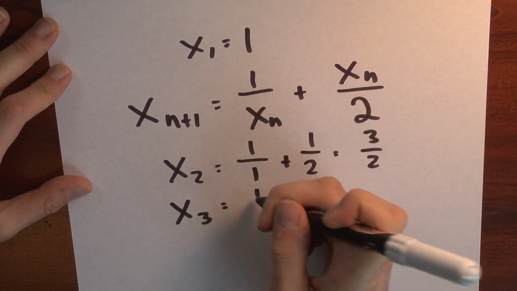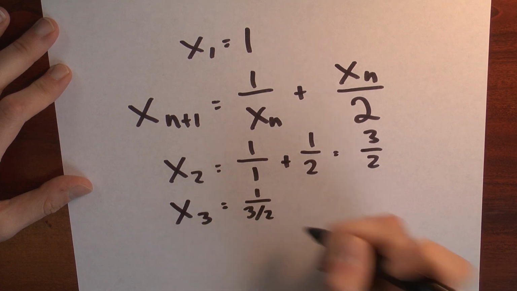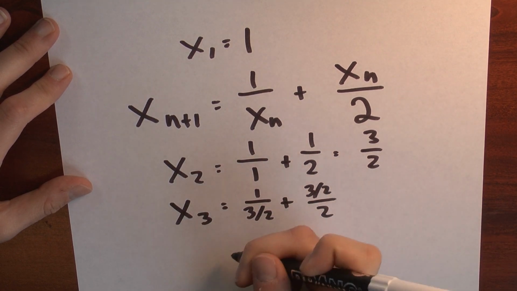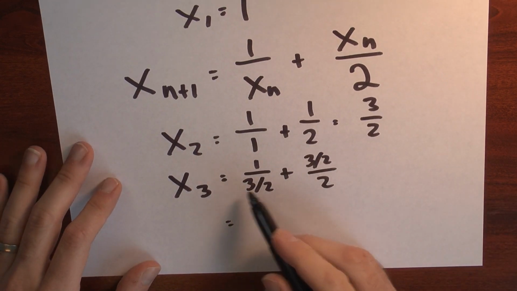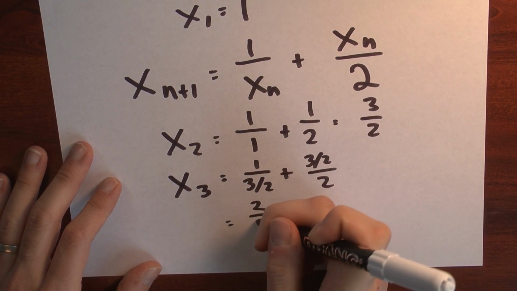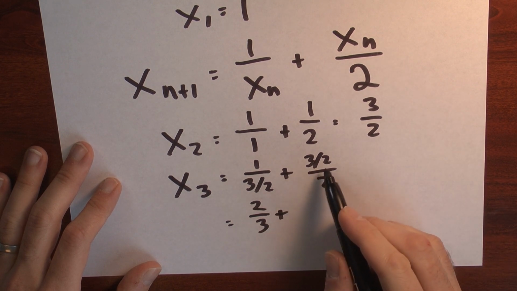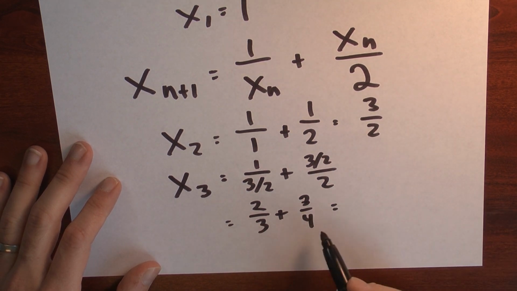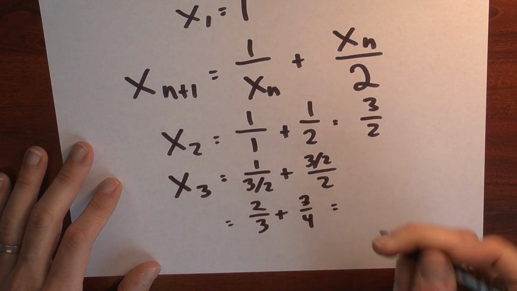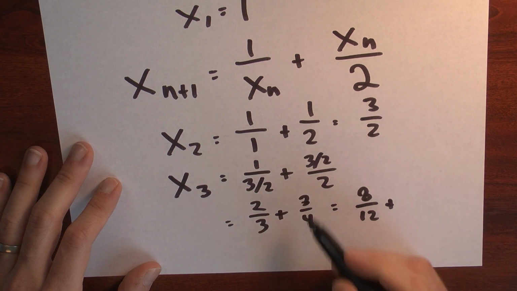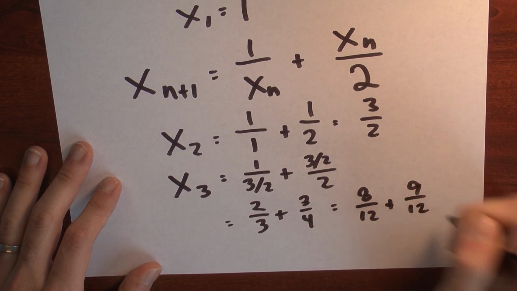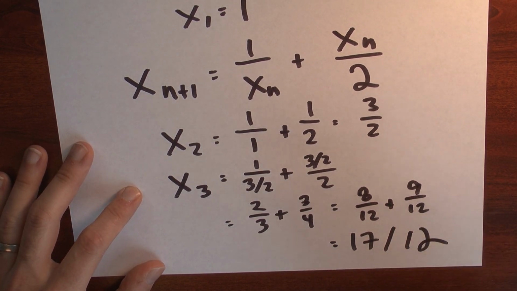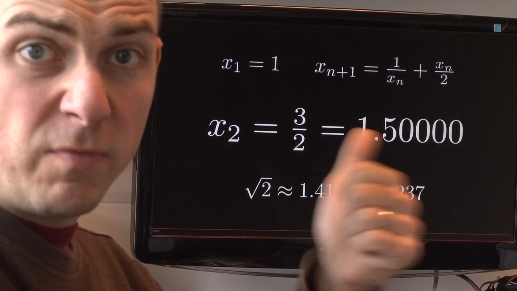You can also try to calculate x sub 3. I'd get that by taking 1 over x sub 2, so 1 over 3 halves, and adding that to 3 halves over 2. Now to do that calculation, I can write 1 over this fraction as 2/3, and instead of writing 3 over 2 divided by 2, I'll write that as 3/4. Now I want to put this over a common denominator of 12, so 2/3 is 8/12, and 3/4 is 9/12, so altogether x sub 3 is 17/12.